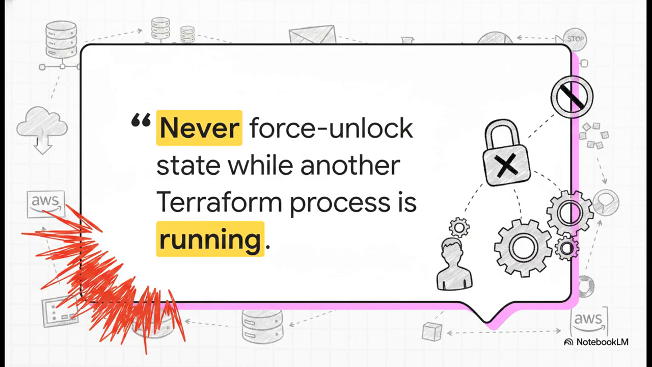We really need to highlight a stark operational warning straight from the documentation here. Never force unlock state while another Terraform process is running. This is exactly why we require authorized human intervention. If you force unlock while another process is actively writing, those concurrent state modifications will corrupt your Terraform state. The friction built into this unlock process isn't a bug. It's an intentional, absolutely vital safety feature.